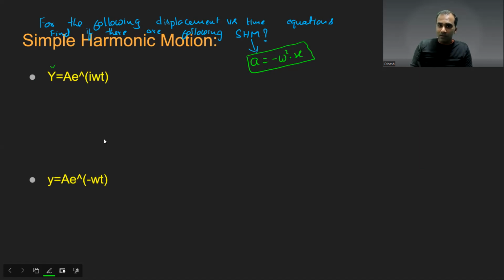Why have I written only a equal to minus omega square x, not F equal to minus k times x? F equal to minus k times x, you can write it, but force we can't find from here. No, we can find force also, but mass and all that are not involved. Displacement is given. From displacement, we can find acceleration. So just try and apply this equation. Check if this equation is being satisfied by each problem or not. If it is satisfying, it is SHM. Otherwise, it is not.